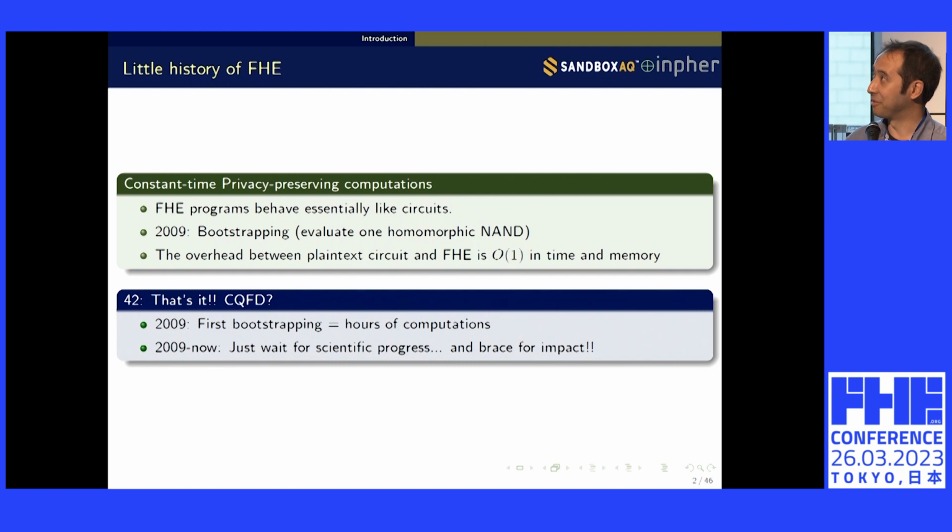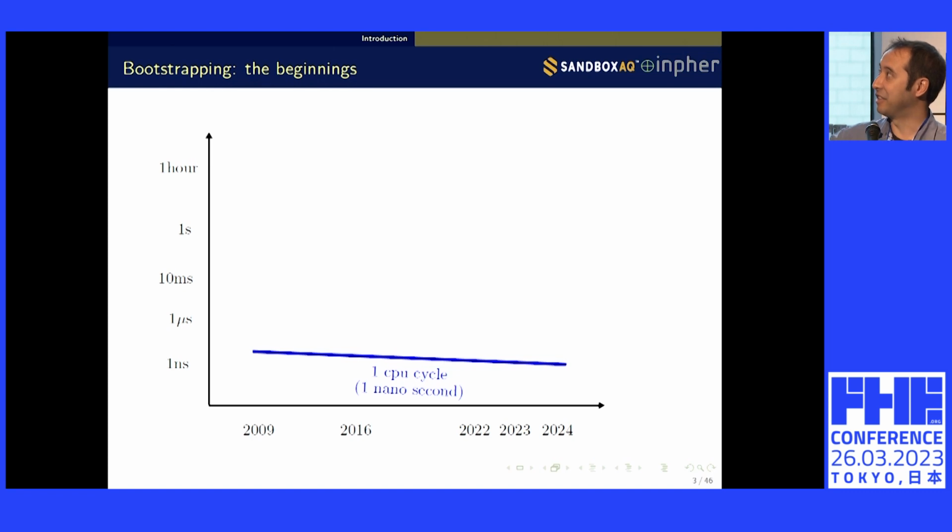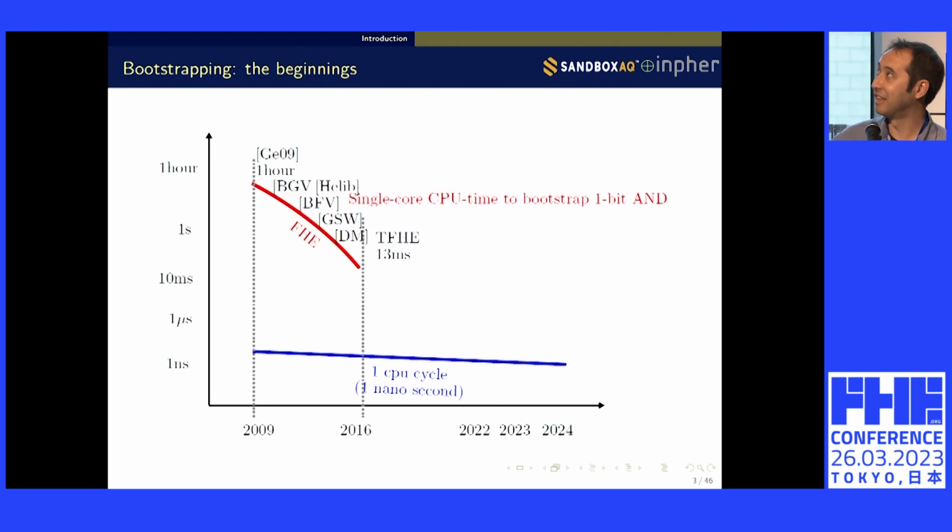So that's cool. Well, maybe that was just it. That was the solution. We just had to wait for scientific progress to make it work and make this big O of 1 practical. So here we have the time of 1 CPU cycle. 1 CPU cycle is around 1 nanosecond. And this is the evolution between 2009 and 2016 of the time of bootstrapping for 1 bit. So here I'm only considering a single bit bootstrapping, evaluating 1 NAND gate.